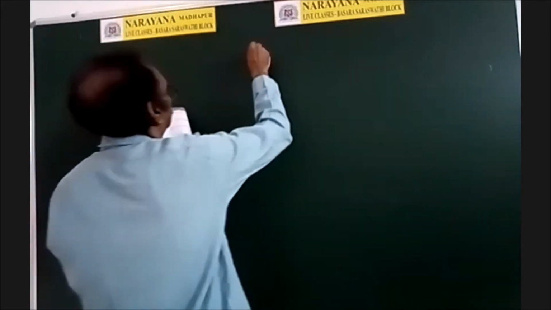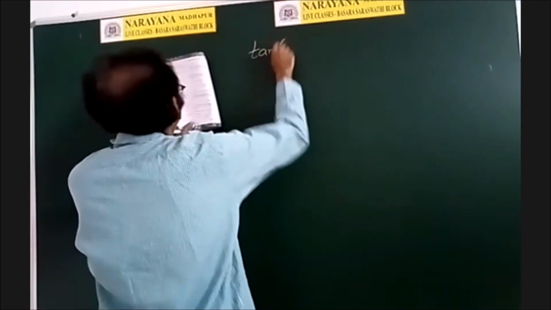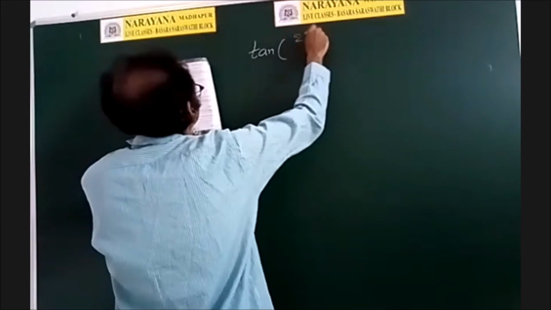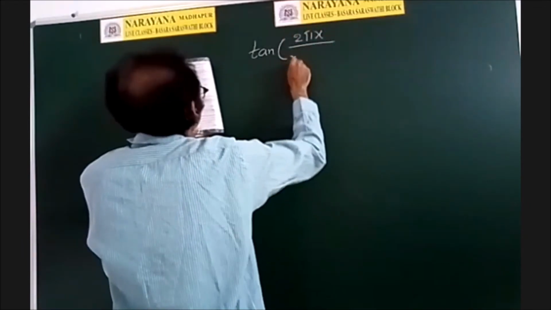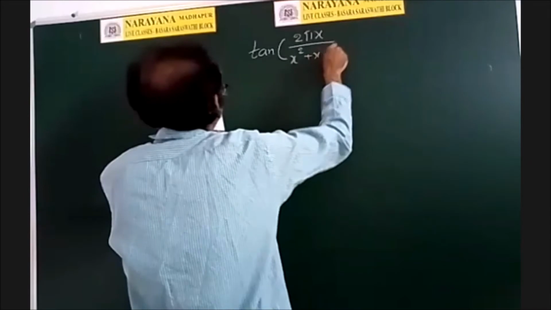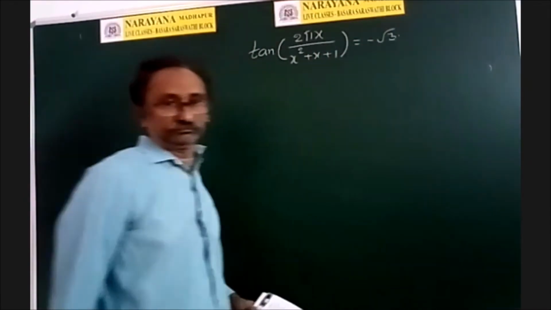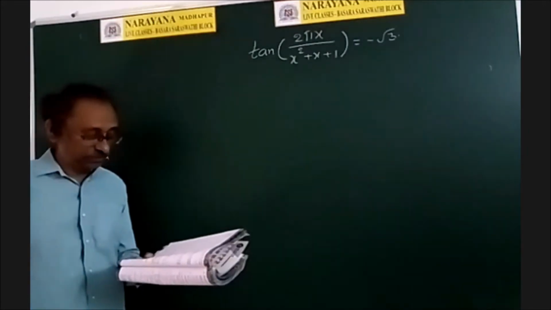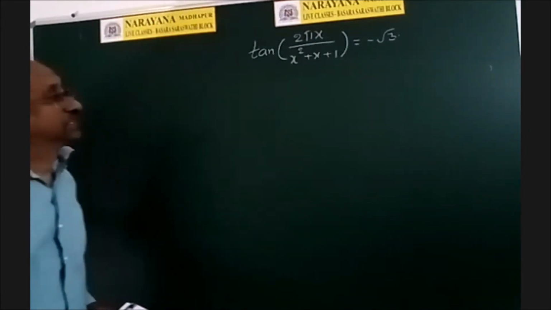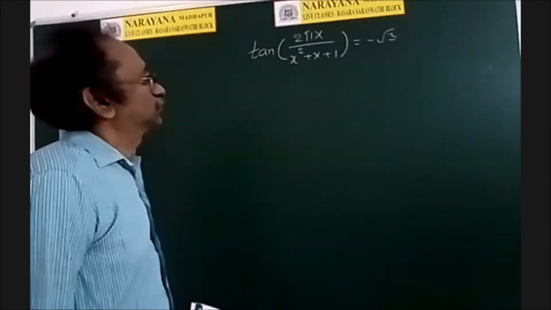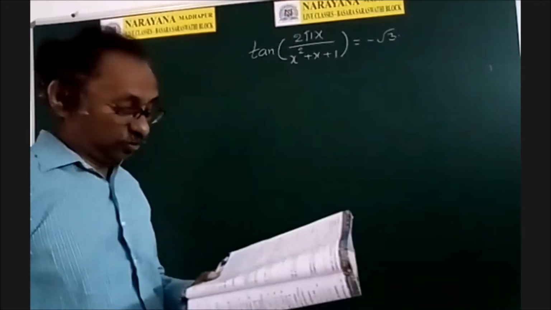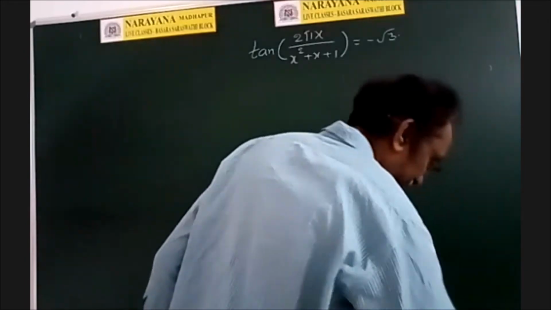Next, 22nd one. The number of distinct real roots of the equation tan of 2 pi x by x square plus x plus 1 is equal to minus root 3. So, number of distinct real roots of the equation tan of 2 pi x by x square plus x plus 1 is equal to minus root 3.